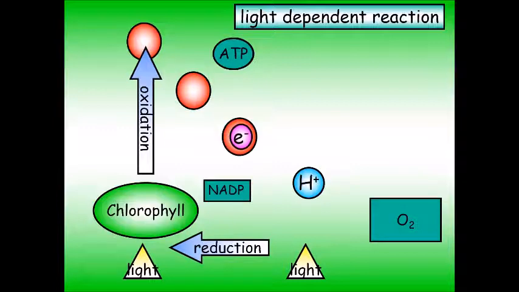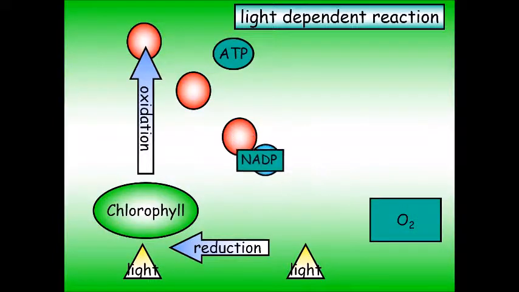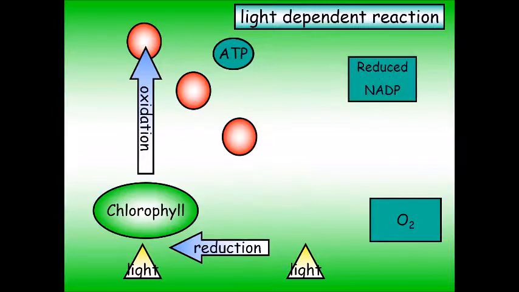We've now got that hydrogen ion floating around, the electron held in the carrier there, and we've got that NADP, which is currently oxidized. We need to reduce it. So what we do is we take the hydrogen and the electron, combine it with the NADP, and we end up with reduced NADP, sometimes referred to as NADPH. We have now made our high energy ATP and our reducing agent, which can go off to the light independent reaction to, for want of a better term, power that.